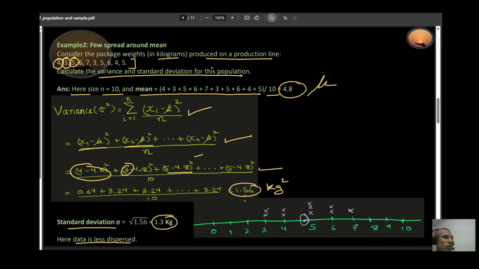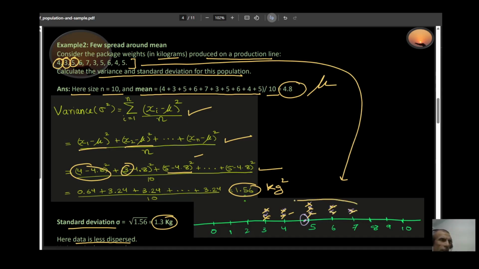If you plot this data right here on your number line, it's going to look something like this. You have two threes, two fours, three fives, and then you have two sixes, and one seven. You can actually count over here, and you can see that your data is spread around your mean value, and it's not very dispersed. It is dispersed but not a lot.